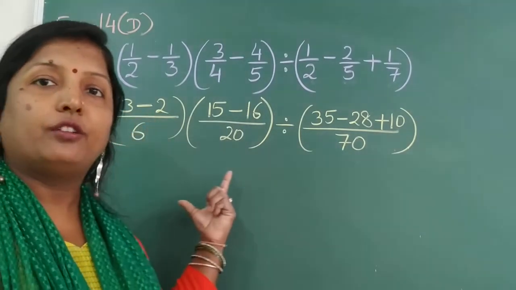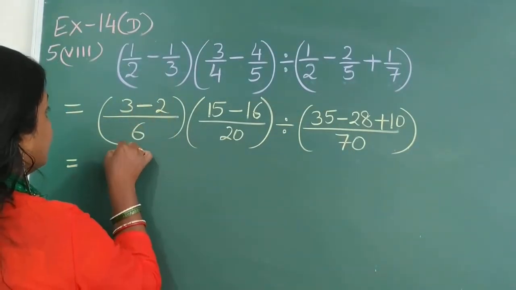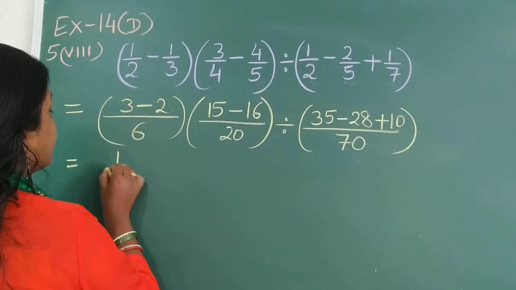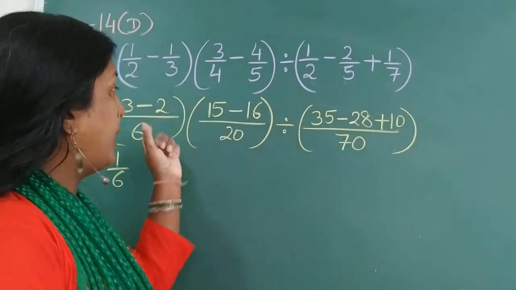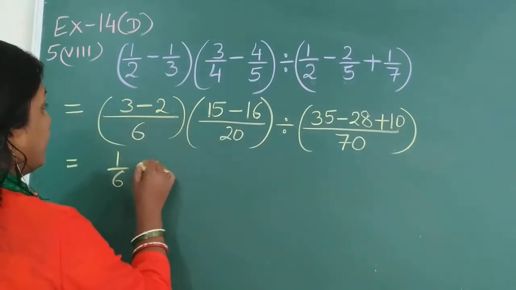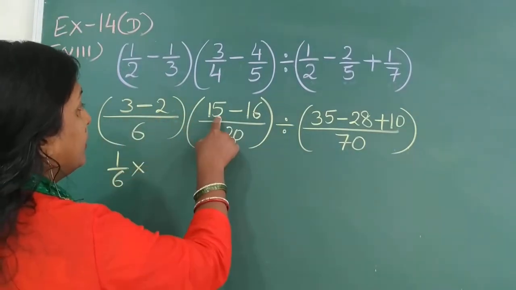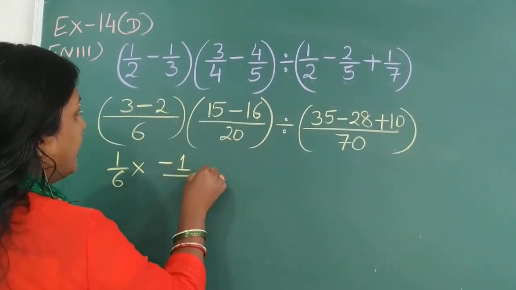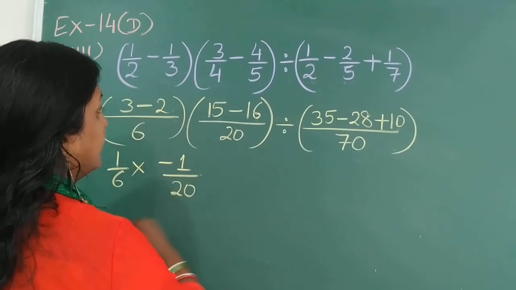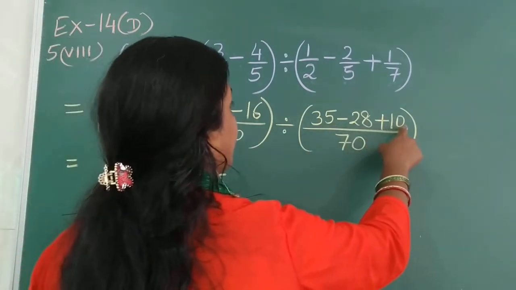So the next we come to writing the numbers. 3 minus 2 is 1 by 6. Now we have got a single fraction. So our bracket is solved. We can remove the bracket. The sign between them is multiply. So I put the multiplication sign. 15 minus 16 gives us minus 1 by 20. Then division sign. 35 minus 28 plus 10.